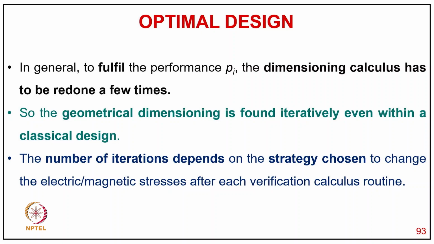So in general, to fulfill the performance Pi, the dimensioning calculation has to be redone a few times. That's why we call it this design: optimum design is an iterative procedure. So the geometrical dimensioning is found iteratively even with the classical design.